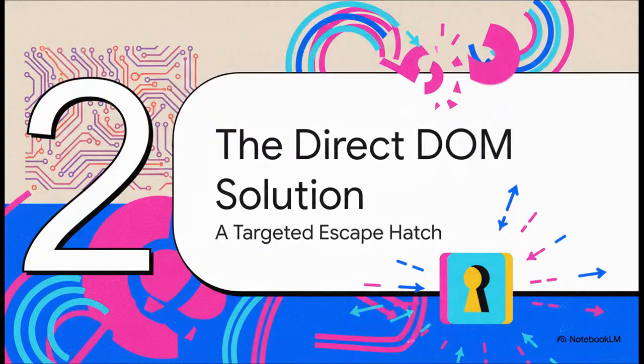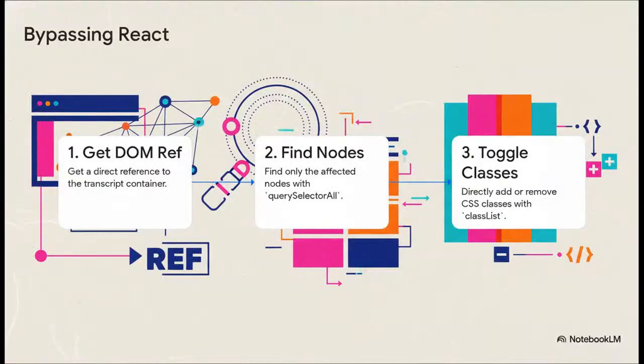So this all led us to this huge aha moment. If React's reconciliation was the problem, what if we could just sidestep it entirely? Just for this one specific high-frequency task. And that thought led us to a much more direct, almost surgical solution. And the actual implementation is surprisingly straightforward. It's just 3 steps. First, we use useRef to get a direct, raw reference to the transcript's container element in the DOM.